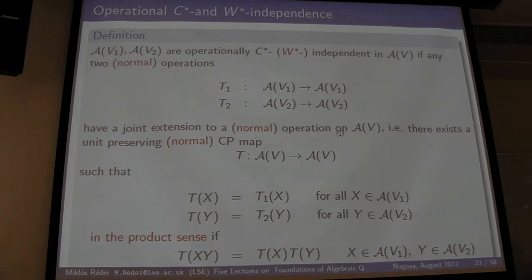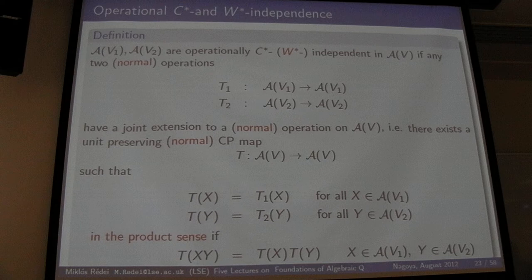Expansions and operations of the larger algebra. And they are called W star independent if any two normal operations have an extension to a normal operation of the large system. And they are called C star independent in the product sense if the extension can be taken as a product. And they are called W star independent operationally in the product sense if the normal extension can be taken to be a product.